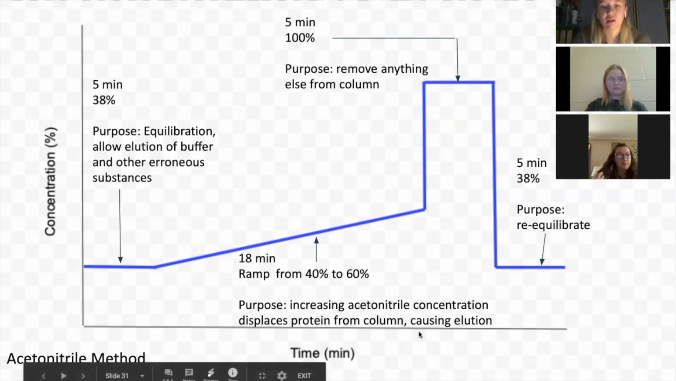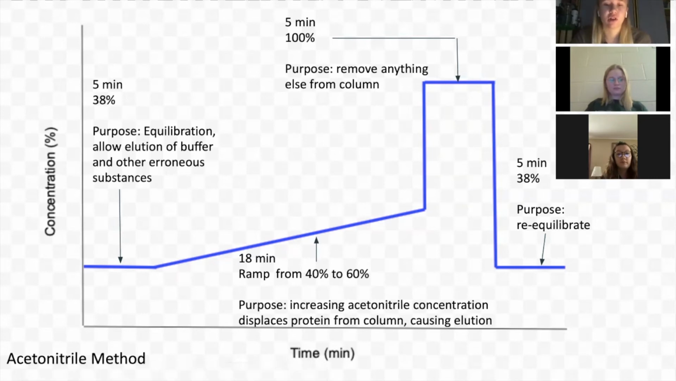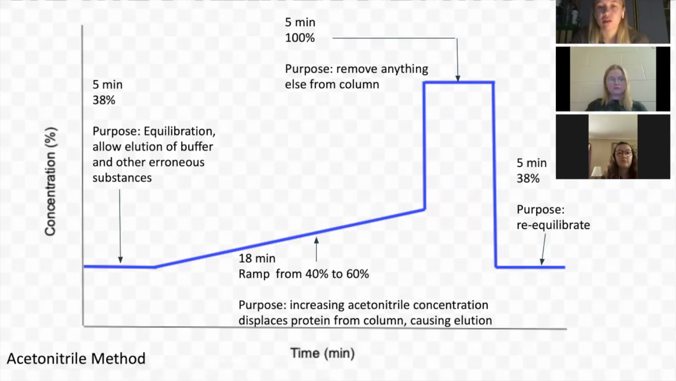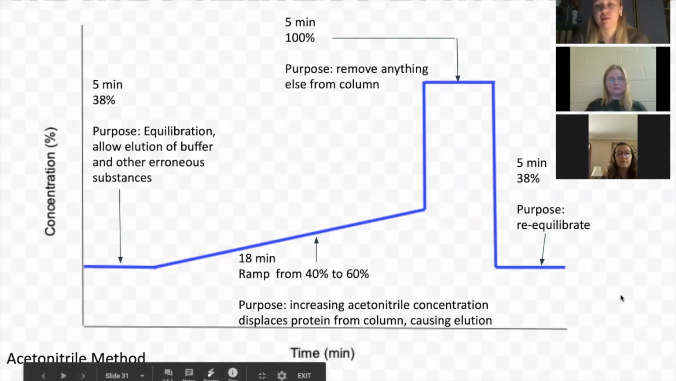For 18 minutes, it ramps from 40 to 60%. This increases acetonitrile concentration, displaces protein from the column, and causes elution. For 5 minutes, the acetonitrile is at 100%. This is to remove anything that's left in the column. And then it is brought down to 38% for 5 minutes to equilibrate everything.